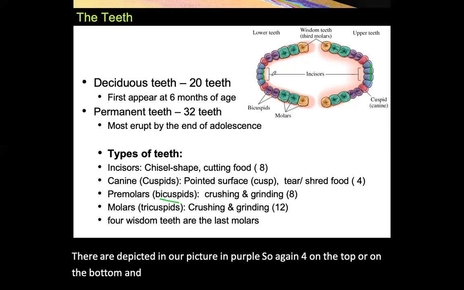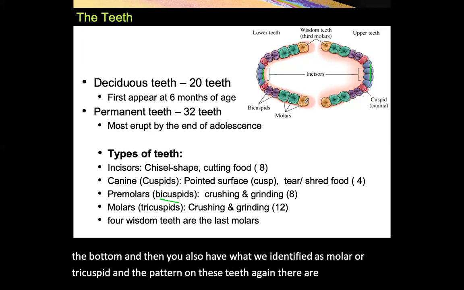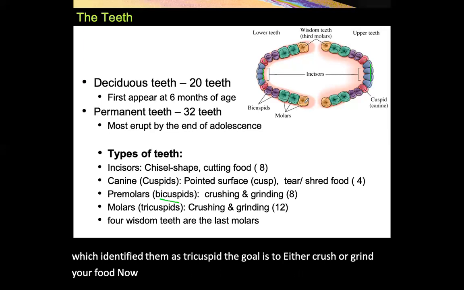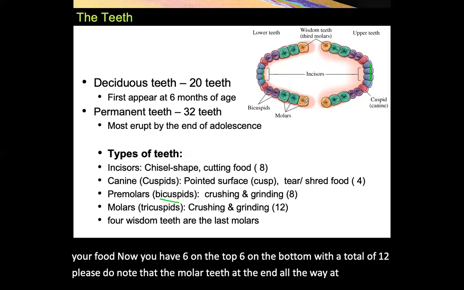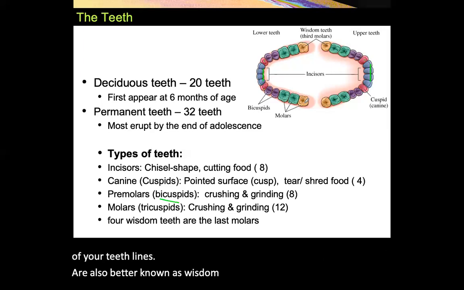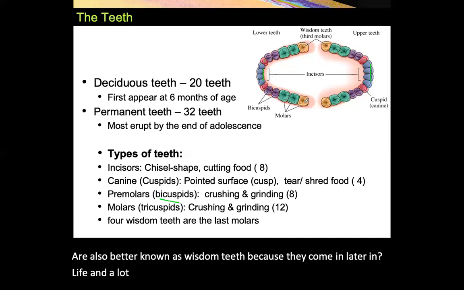Then you also have molars or tricuspids. There are 3 patterns on these teeth, which identifies them as tricuspids. The goal is to crush or grind your food. You have 6 on the top, 6 on the bottom, with a total of 12. Please note that the molar teeth all the way at the end of your teeth lines are also better known as wisdom teeth because they come in later in life. A lot of times they actually get pulled because they cause the shifting of the other teeth in your jawbone.